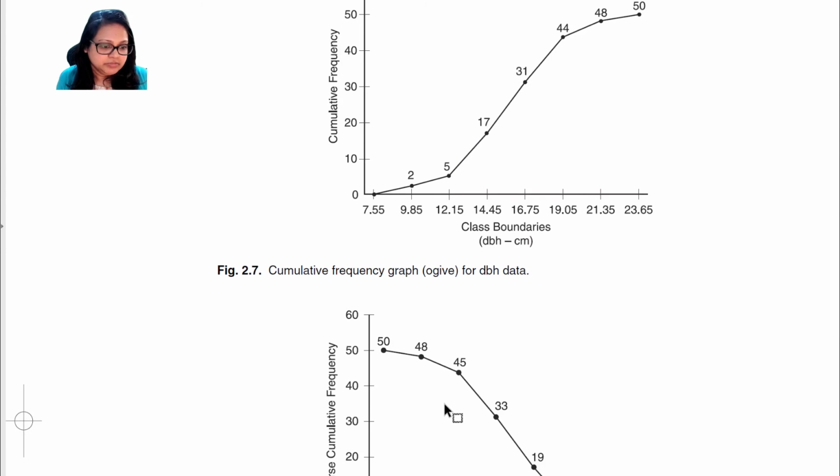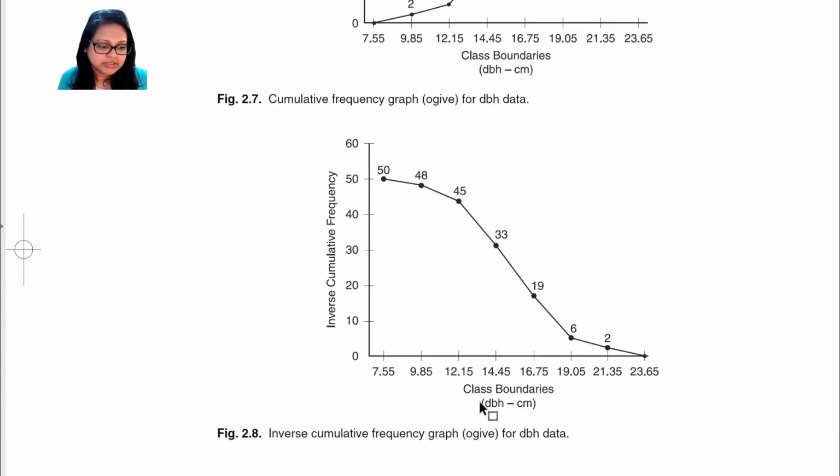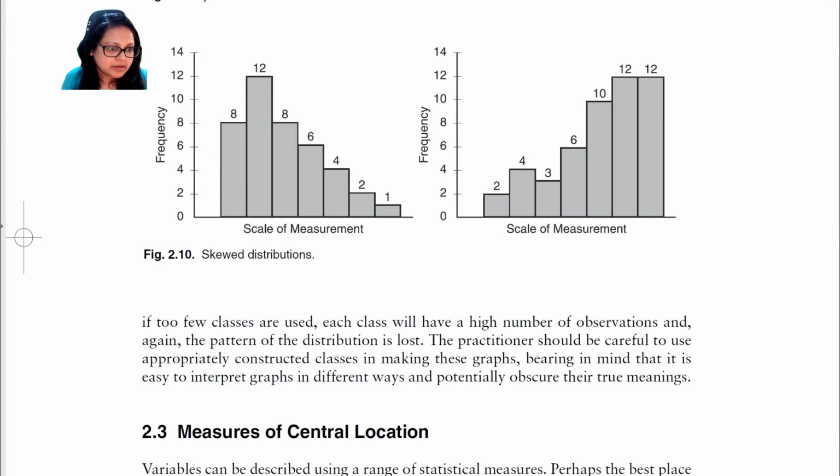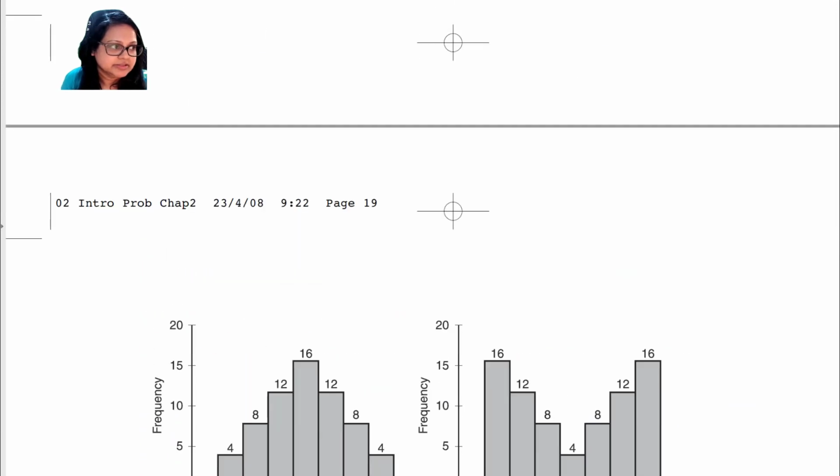If it is cumulative frequency, again we have to use class boundaries. Same thing for inverse cumulative, we have to use class boundaries. And then you can see other examples in here.